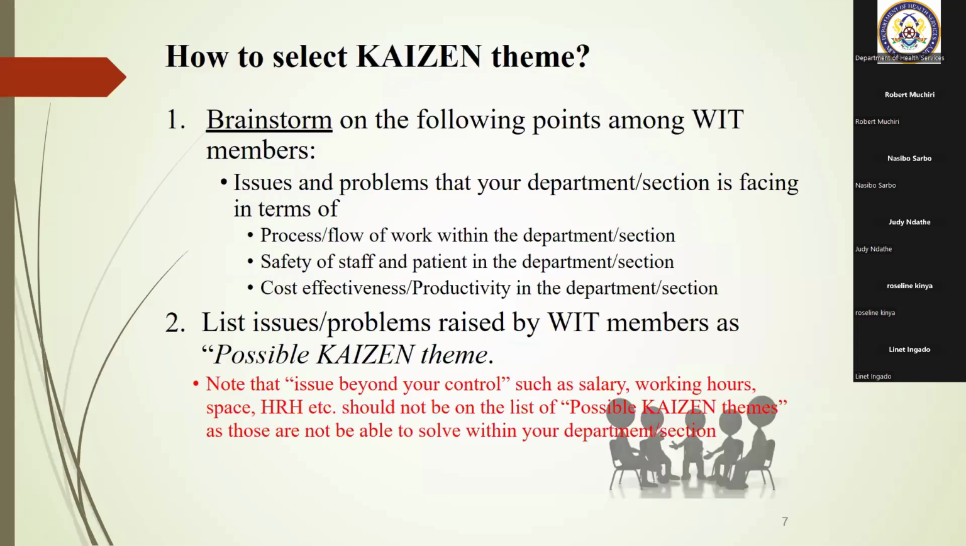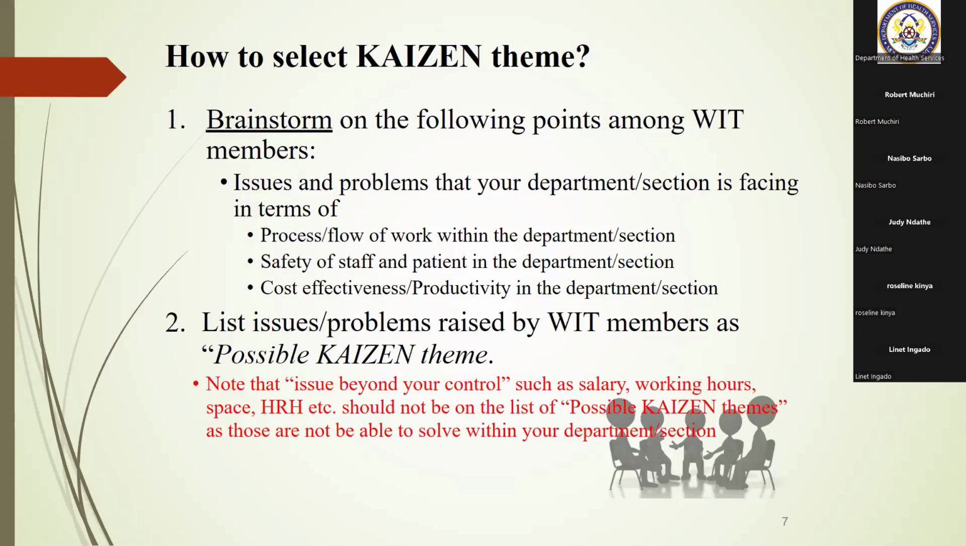So we have steps of selecting a Kaizen theme. Step number one, as I said earlier, we brainstorm. We come together and brainstorm. What do we brainstorm on? We brainstorm on processes, flow of work within the department or section. How do we work? How is our flow of work? We can brainstorm on such areas. Safety of the staff and patients in the department. Maybe we have issues with safety of our patients or even us as staff. This is just a guide on what we brainstorm on. Anything that affects or is an issue within our department, looking at what we do, looking at our routine work. Why are we in facility X? Why are we in department X? Those are the things that you're supposed to brainstorm on.